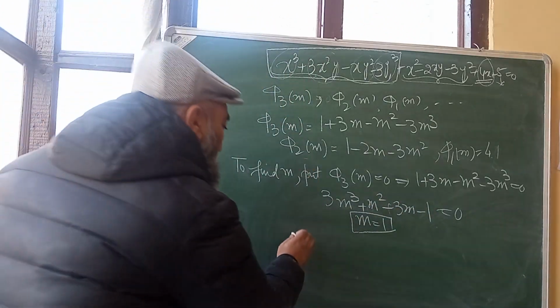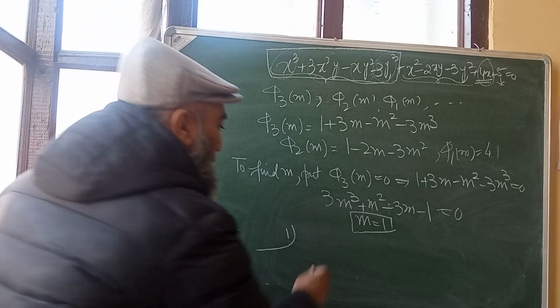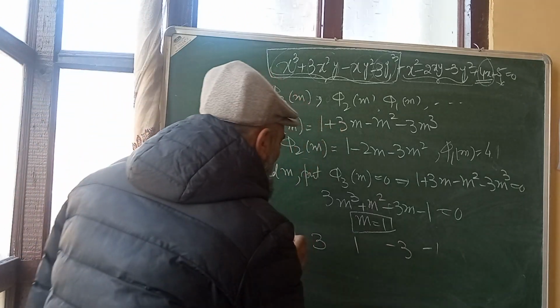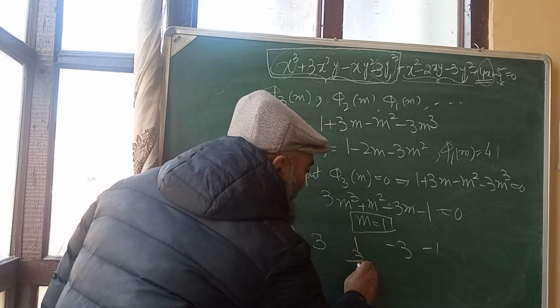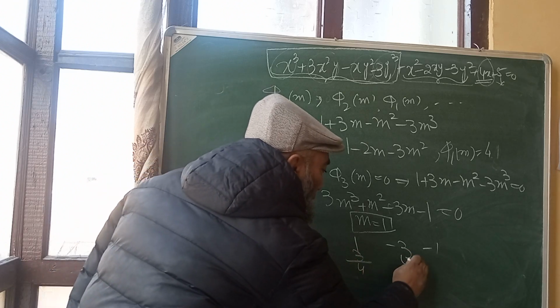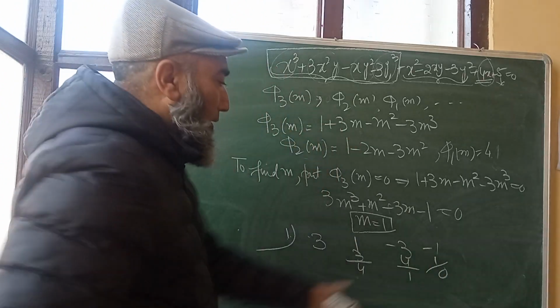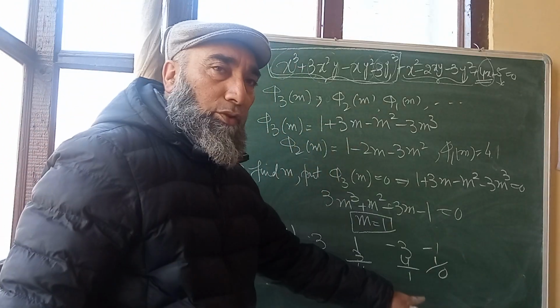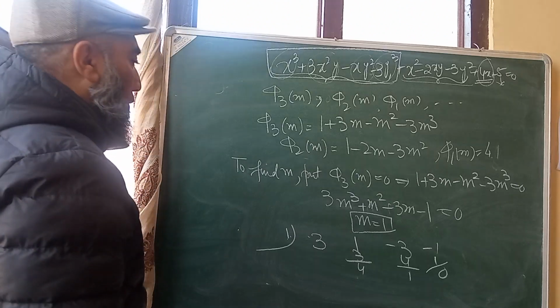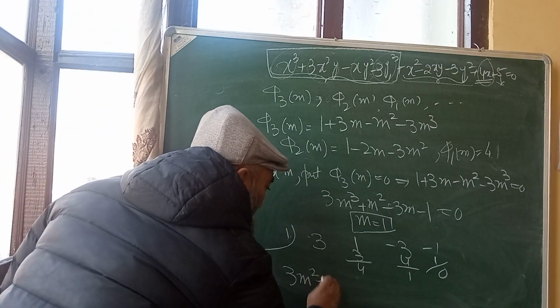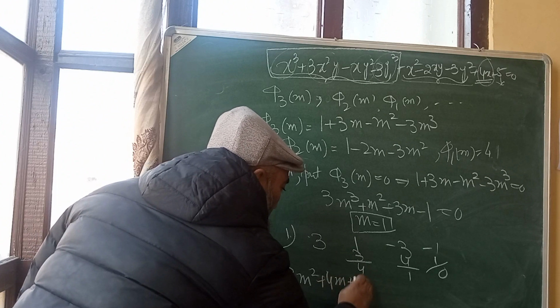Now use synthetic division. You know synthetic division. The coefficients are 3, 1, minus 3 and minus 1. 1 into 3 is 3, 3 plus 1 is 4, 1 plus 4 is 5, 1 into 5 is 5. So the remainder will be 0 because this is a root of the equation. So the equation is 3m square plus 4m plus 1 equal to 0.